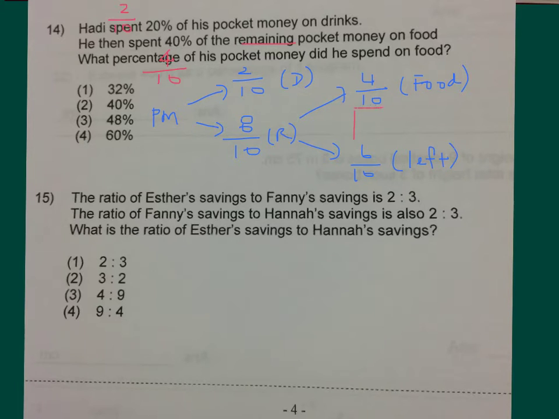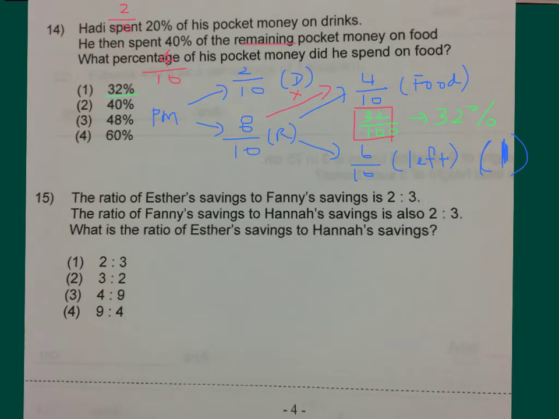So I need to find the box here, and I have to take 8 over 10 times 4 over 10. 8 times 4 is actually 32. 10 times 10 is 100, and that will give me 32%. So question 14, answer is actually 1. Okay, 1 is your answer.